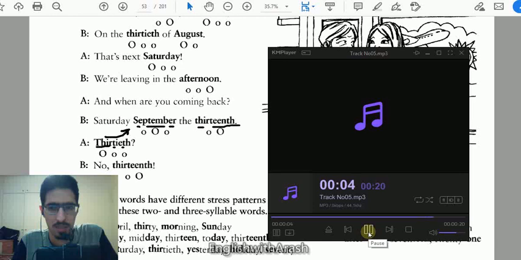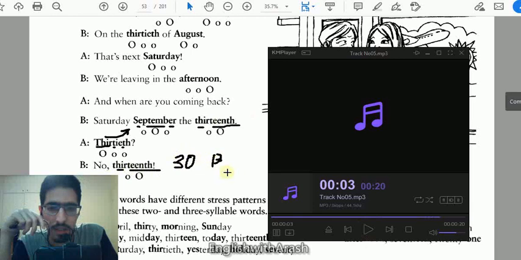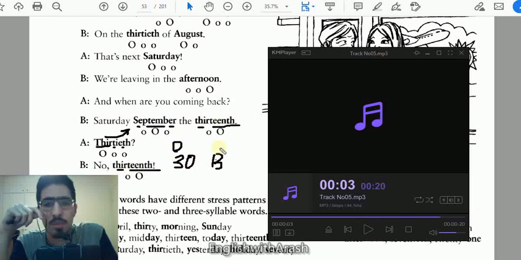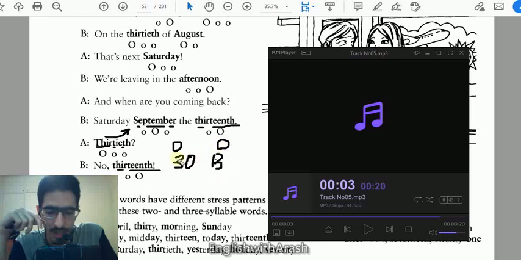No, 13th. Now stress goes on the second part. So be careful here. 30, stress is on the first part. 13, stress is on the second part. Right? 13th. So here the stress is on the first part, 13 or 30th. But here stress is on the second part, 13th, 14th. So this is a little difference that you see between this part and this part. Okay?